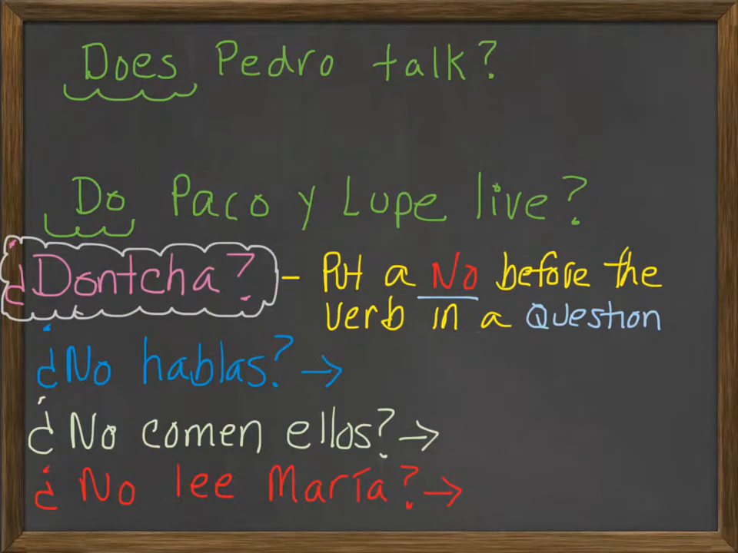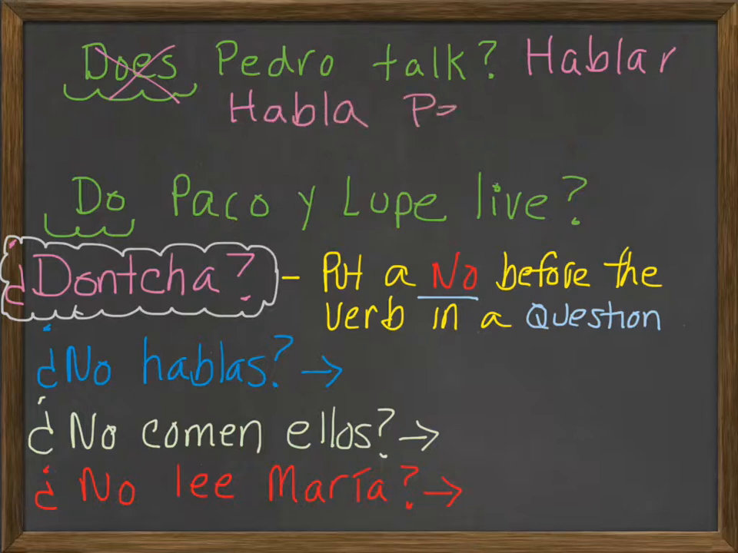If I wanted to say, does Pedro talk? Remember, to talk in Spanish is hablar. I would just ignore the does because we don't translate that into Spanish, and I would just start with my verb and go, habla Pedro, and put my question marks, and I'd be all done.